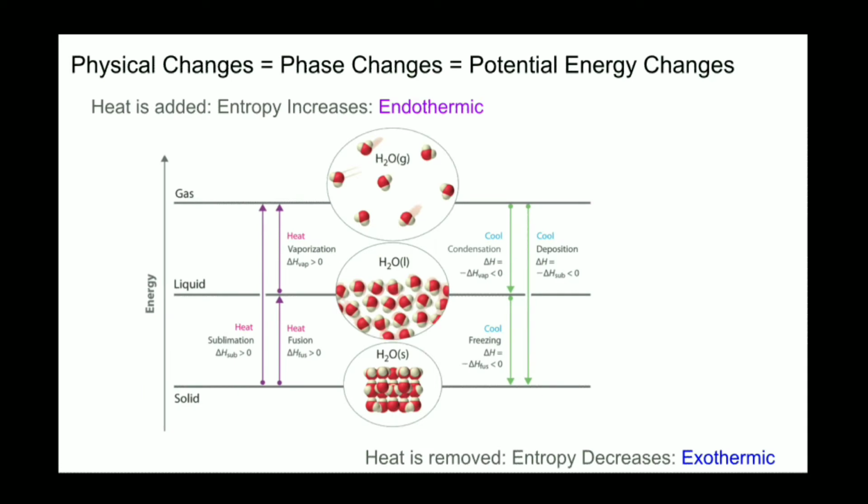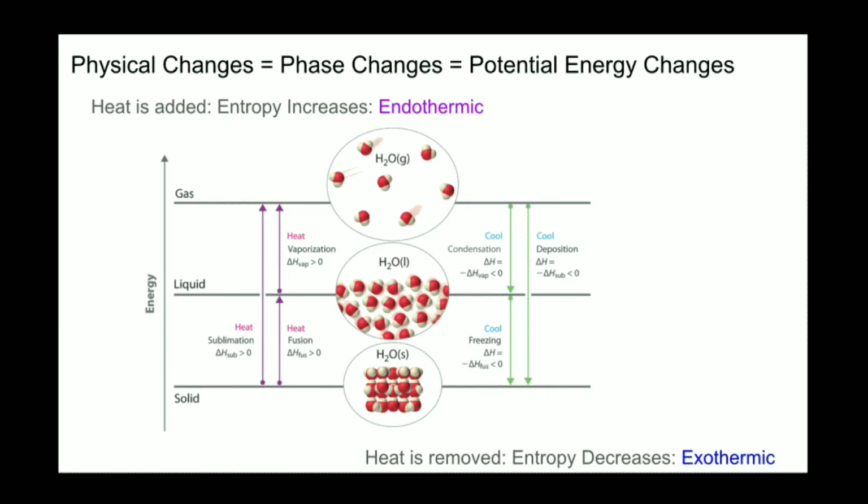The physical changes that we are going to look at are called phase changes. Every time there is a phase change, the potential energy changes as the position of the particles changes. For simple phase changes, adding energy causes the potential energy to increase and the entropy, also known as the randomness, to increase as well, while removing energy causes potential energy to decrease and entropy, or randomness, also decreases.